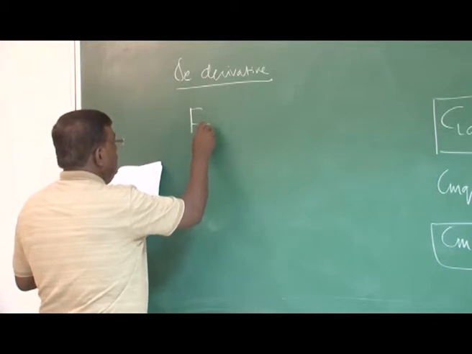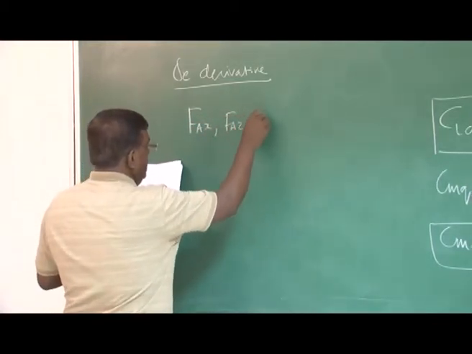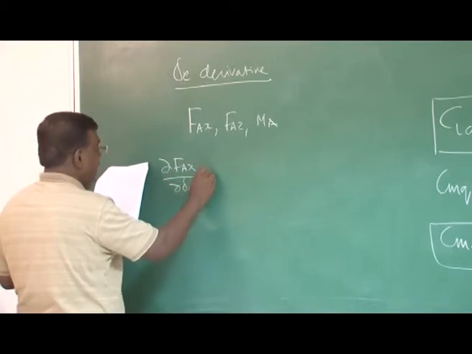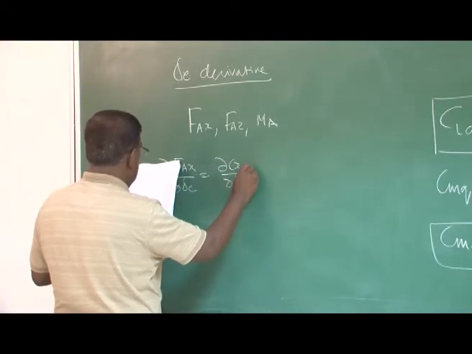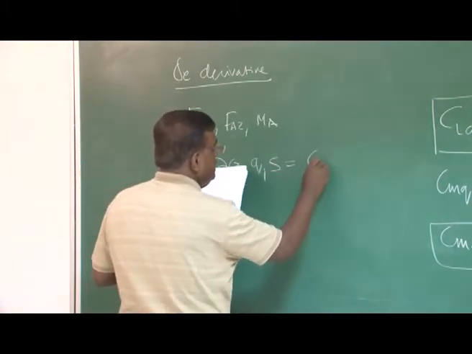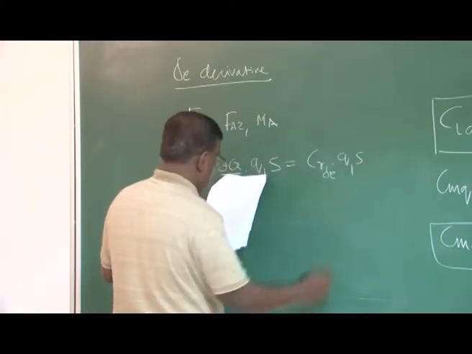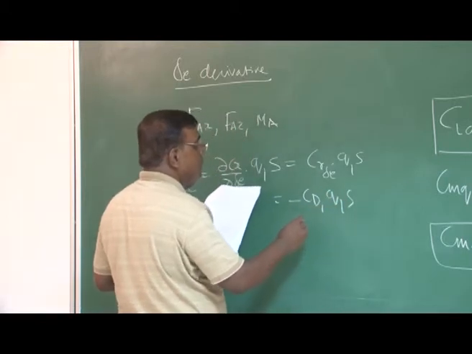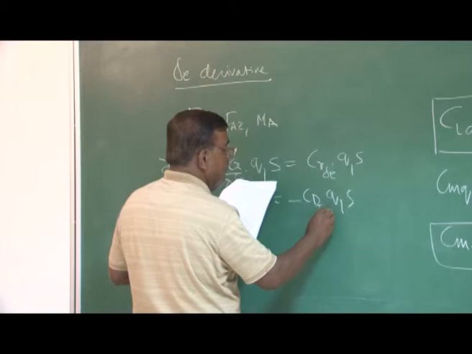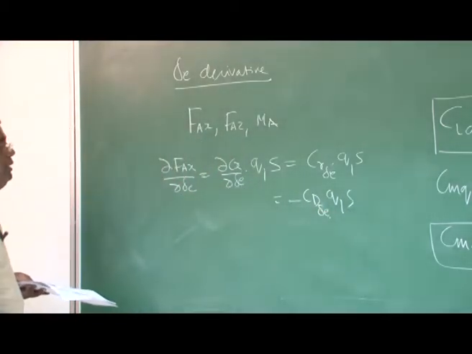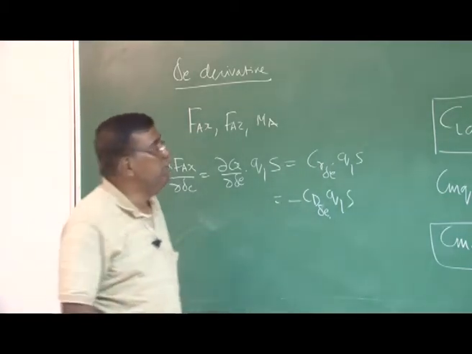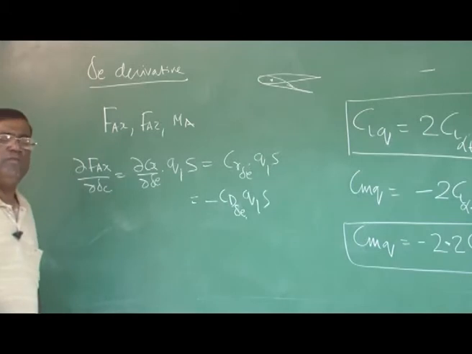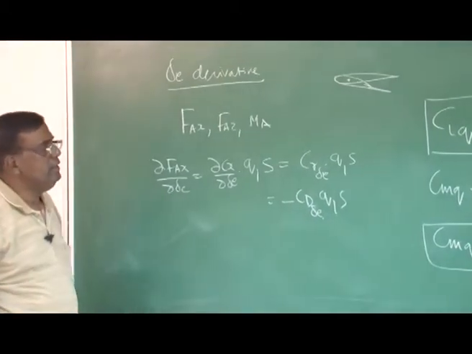Again, we start with, because we are talking about longitudinal, F_AX, F_AZ and M_A. I will go very straight: dF_AX by d delta E, I will write as dC_x by d delta E into Q1 S, which I can write as C_x delta E into Q1 S, which is nothing but minus C_D1 minus C_D delta E evaluated at steady state, Q1 S. What is the physical meaning of C_D delta E? Whenever you deflect the elevator, definitely there is going to be a change in lift as well as drag, and that is what C_D delta E is reflecting.